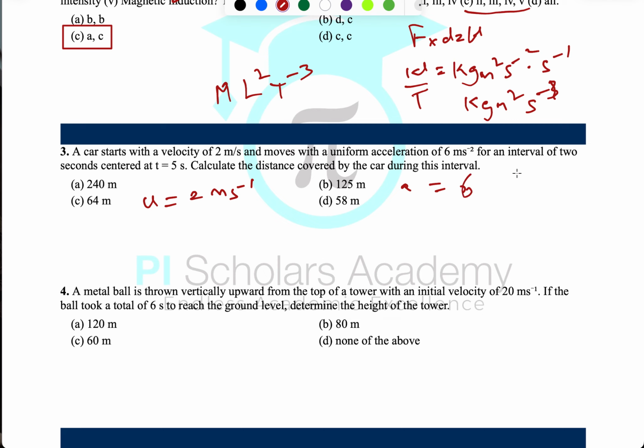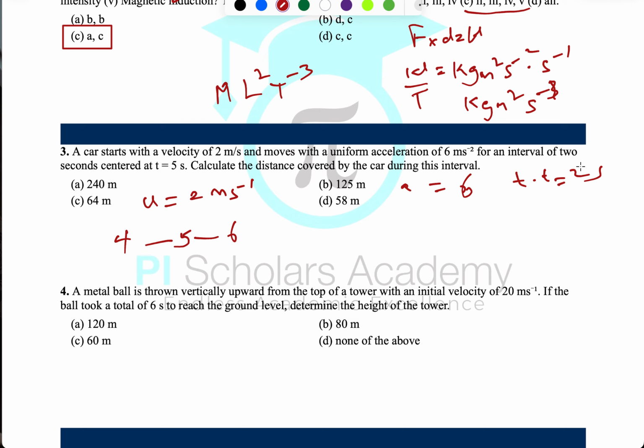An interval of, so total time is 2 seconds. But this motion is centered at 5 seconds. Whenever you see a question that says centered at something, and then the duration is 2 seconds, that implies that you're going to start from 5. You're going to divide your 2 into 2, and that is 1. So you have plus 1 to the right, which is 6, and minus 1 to the left. So that implies that the motion happened from time 4 seconds to 6 seconds.